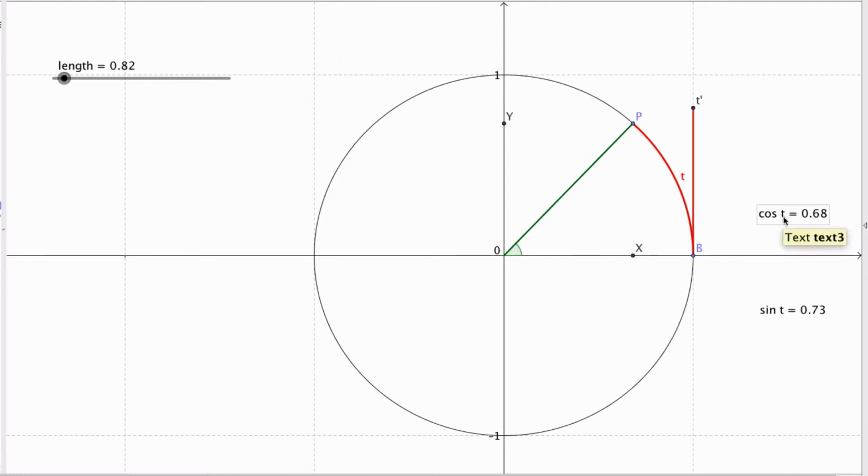The input is t, the function is cos, the output is the x coordinate, 0.68. The y coordinate we call sine t. Again, the function sine of the input t, the arc length, sine of t is the y coordinate of the point P, 0.73. So on the unit circle, x equals cos t, y equals sine t. That's really important.